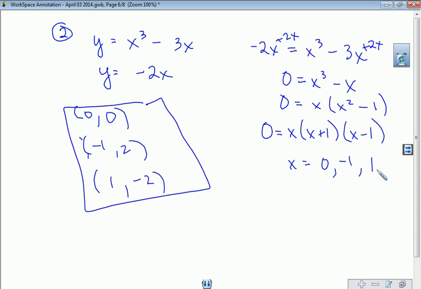Now, not every time you get an x value does it end up being a solution. It doesn't always work. So let's look at a case where they might not all work.